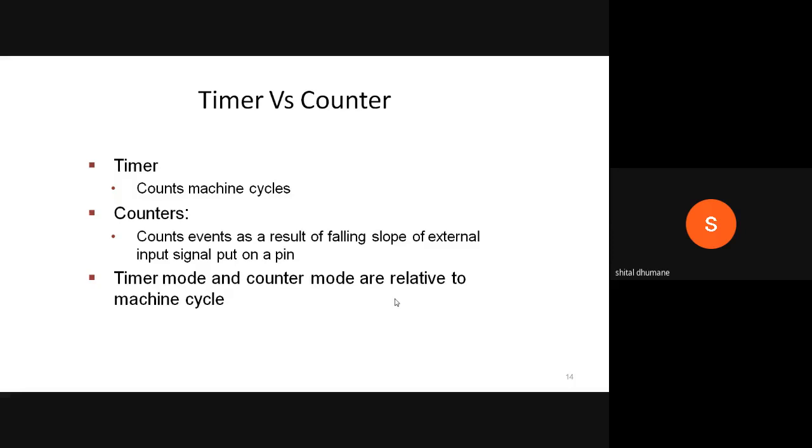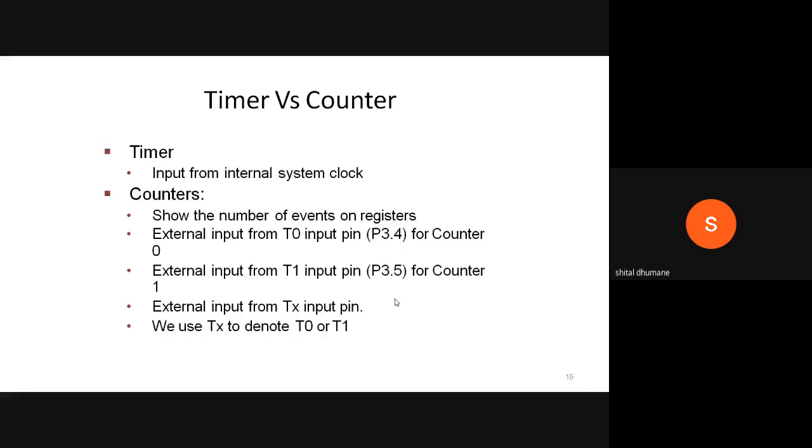Your timer counts the internal clock pulses, and the counter counts any events or any interrupt that occurs on any pin of your microcontroller. Your timer mode and counter mode are relative to the machine cycle, that is, your clock pulses. Here, see again, the timer input comes from your internal system clock.